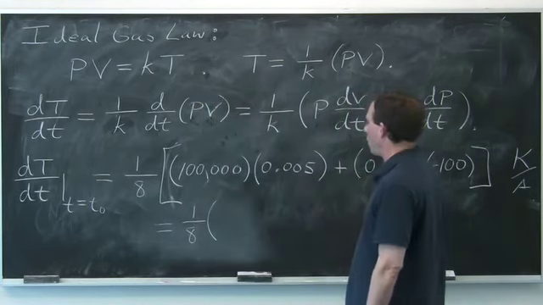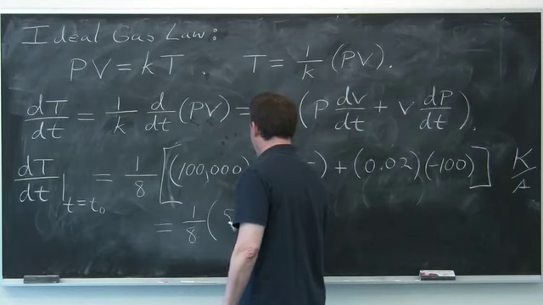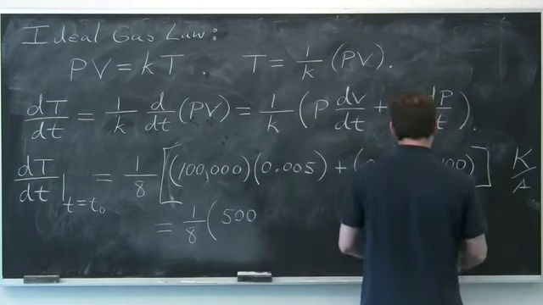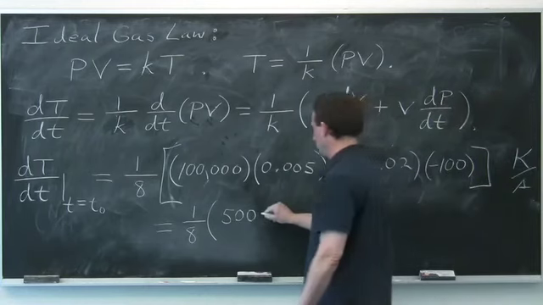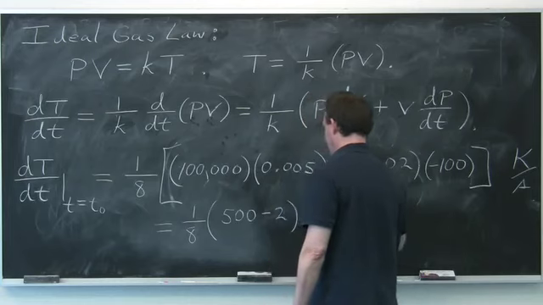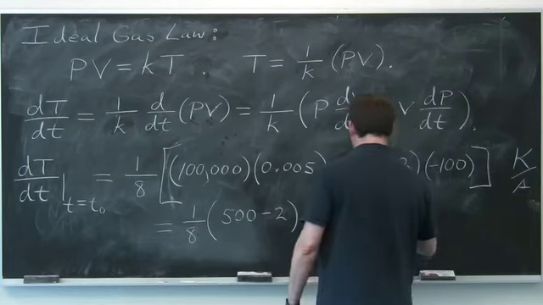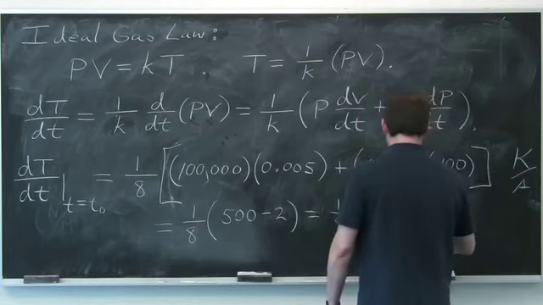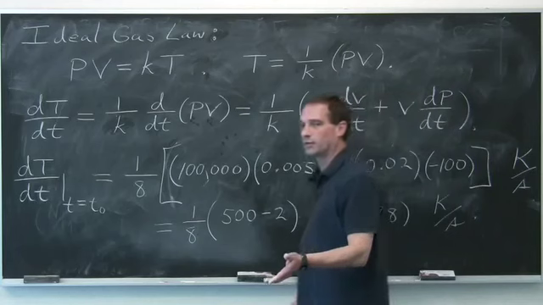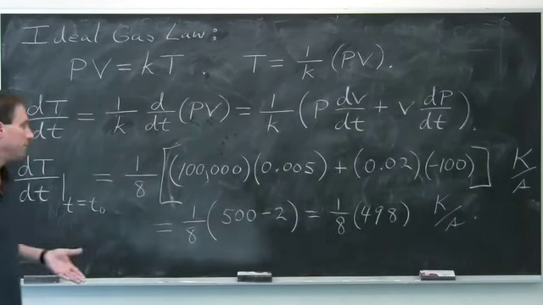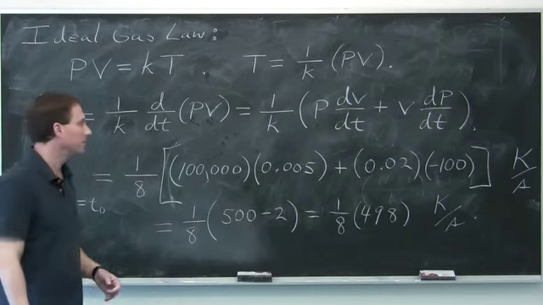This is 5/1000ths. So if I multiply it times 1,000, I get 5. So this is 500 when I multiply these together. This is 200ths times minus 100, so you get minus 2. So you get 1/8 of 498. So I'm happy to leave it like that. It's not like we couldn't do that division, but it's positive. So the temperature at time t0, the temperature is increasing, and it's increasing at that rate.